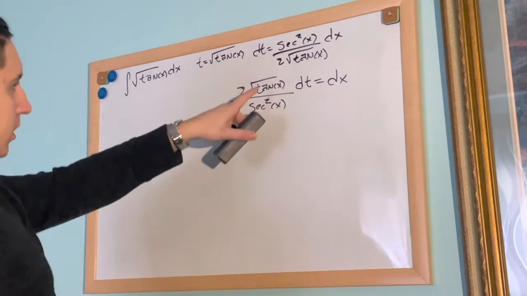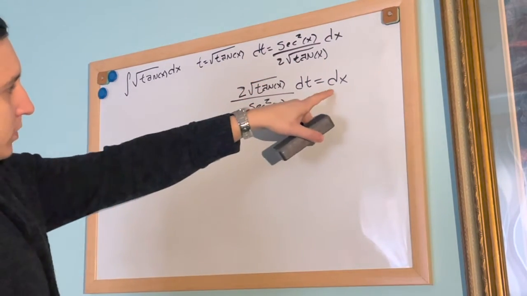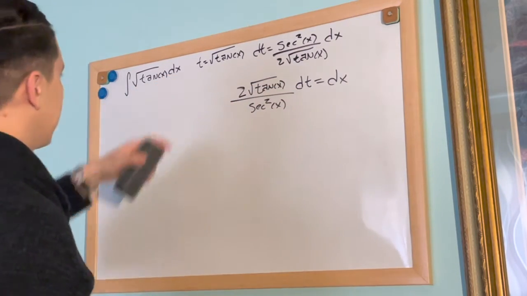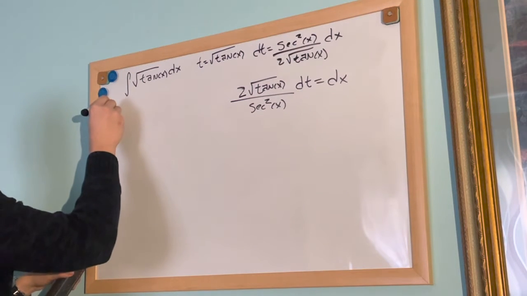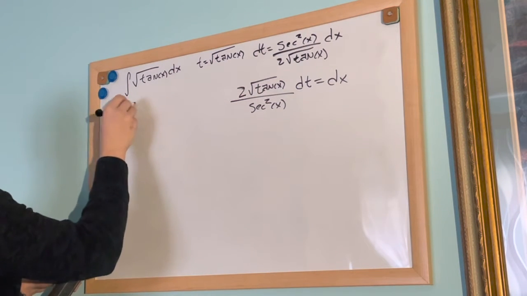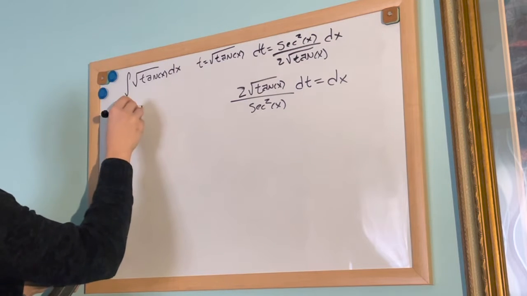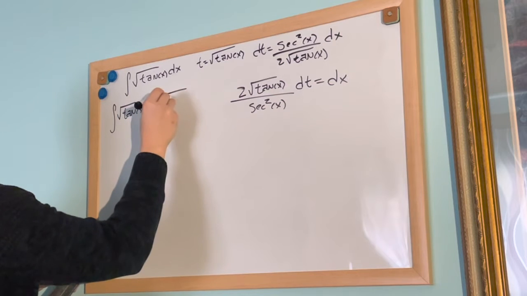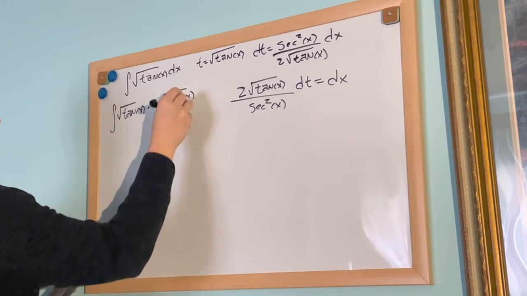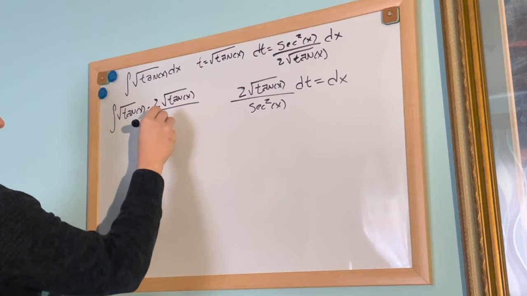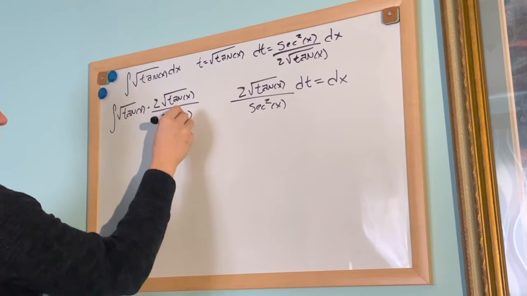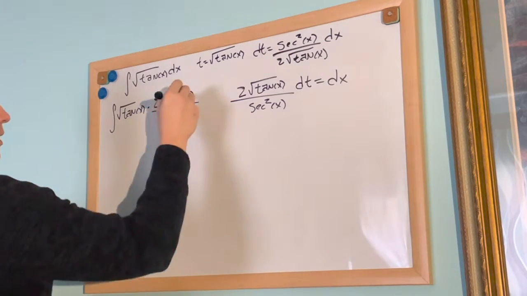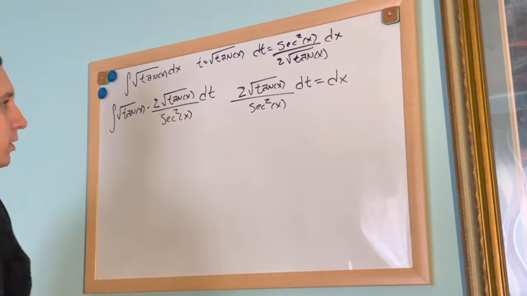Well, then what we see now is this is all equal to dx, like I was just saying, so all of this can go in for this dx. So we have the integral of the square root of tangent of x, times 2 times the square root of tangent of x all over secant squared of x, and then we have our dt term.